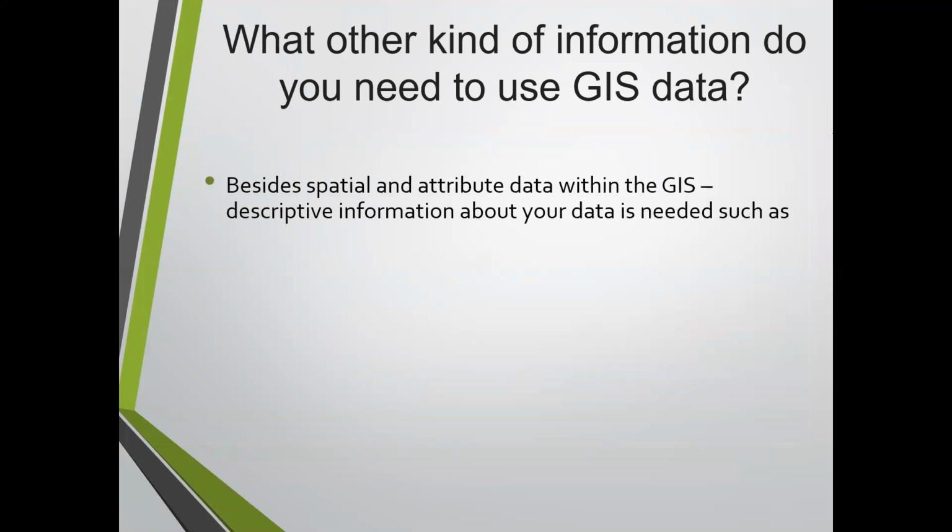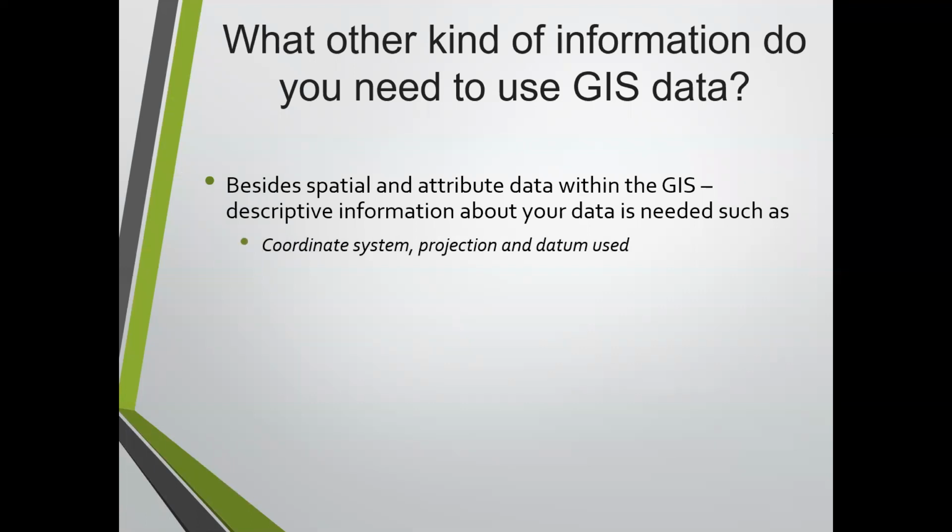Okay, so there's other types of information you need to talk about when you talk about GIS data, and this is what we call descriptive type information. So besides your spatial data and your attribute data within vector, or if you just have a raster, which basically has both incorporated into the same thing, you have to have descriptive information about your data. Okay, you have to tell the software what this data is, essentially.